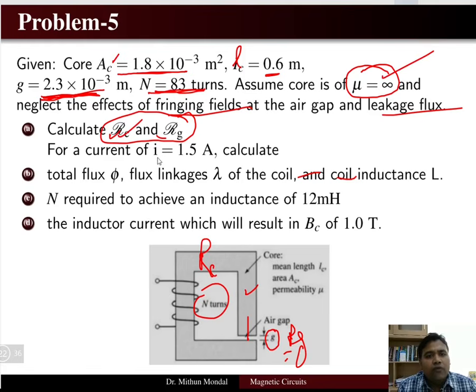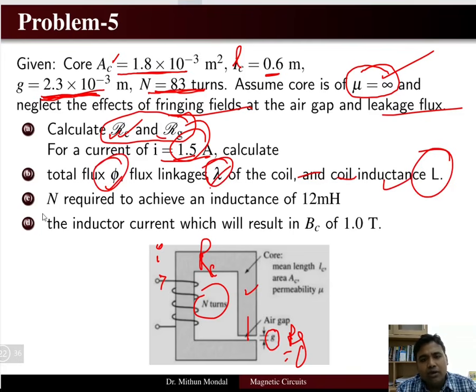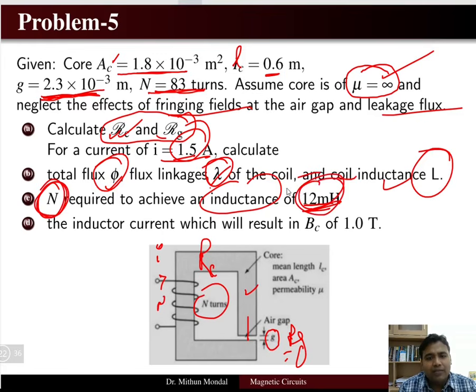Now, for a current of 1.5 ampere, if this wire is carrying a current of 1.5 ampere, what is the flux linkage and coil inductance? So three things you have to calculate for a current of 1.5 ampere. The second part of the question is, if the inductance has to be kept at 12 millihenry, then what is the number of turns required?